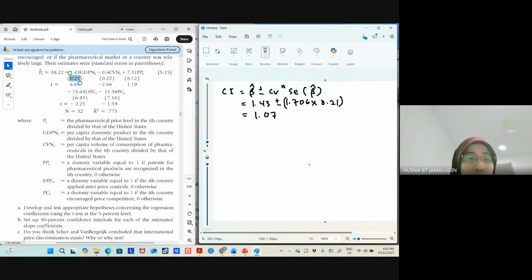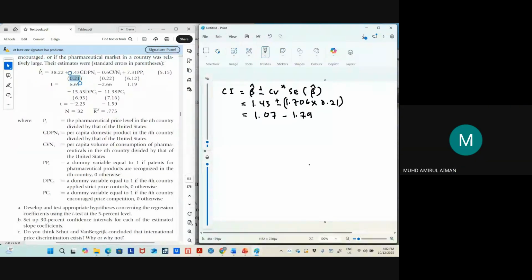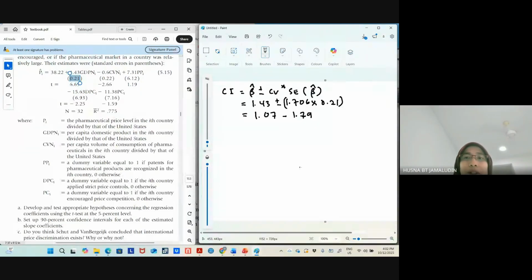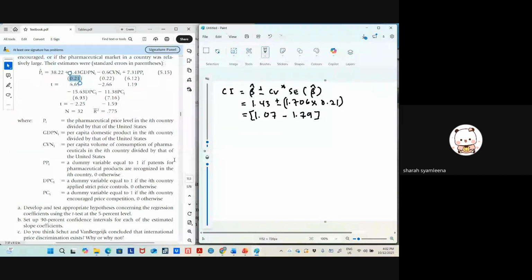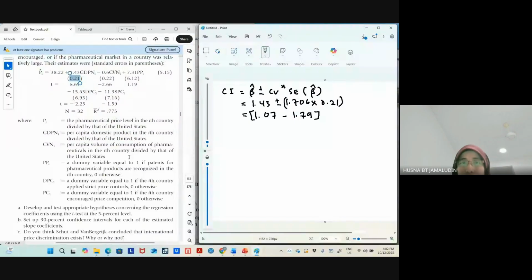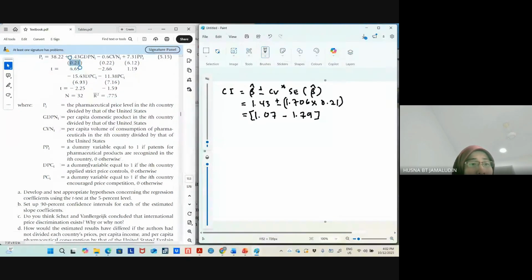So 1.07. Let me put 1.07. Okay, 2 decimal points is fine. So this is for minus, and then what is the plus? Plus will give you 1.788, round it up into 2 decimal points. So you will get this interval. Easy, right? So can you do the rest of the variables? Is it fine? Yes, fine, so that we can move to the next question. I don't want to spend so much time on applying the formula. This should be sufficient.